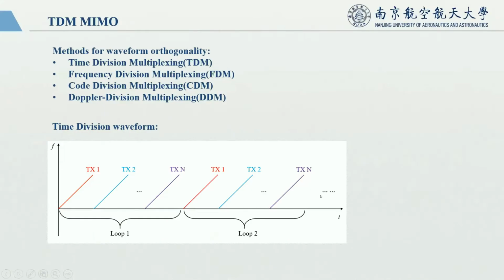With a MIMO radar, multiple transmitters transmit to the same set of receivers. The signals emanating from multiple transmitters need to be orthogonal. This is mainly implemented with these 4 methods, namely time division multiplexing, frequency division, code division, and Doppler division. The time division is the most intuitive and simple way because each transmitter transmits its own waveform alternatively. There is no overlap between any 2 transmissions, so ideal orthogonality can be obtained.